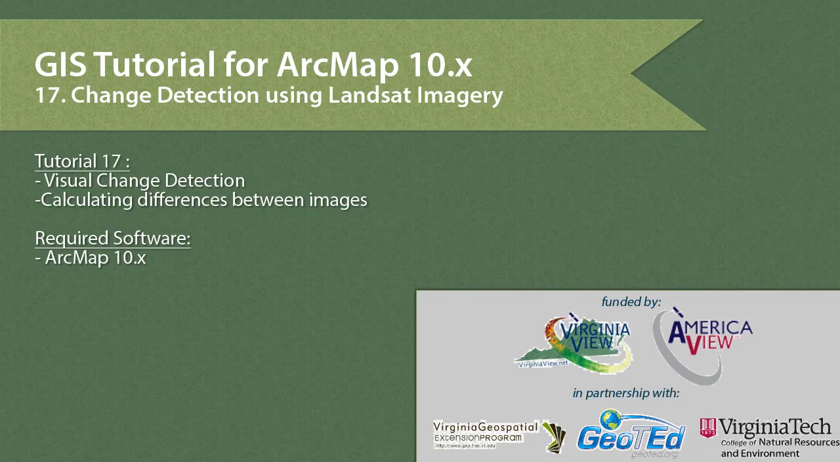Tutorial 17 will cover change detection using Landsat imagery in ArcGIS. We will be using two images acquired over Pakistan to evaluate changes due to river flooding. You will first need to download these images before starting the tutorial.